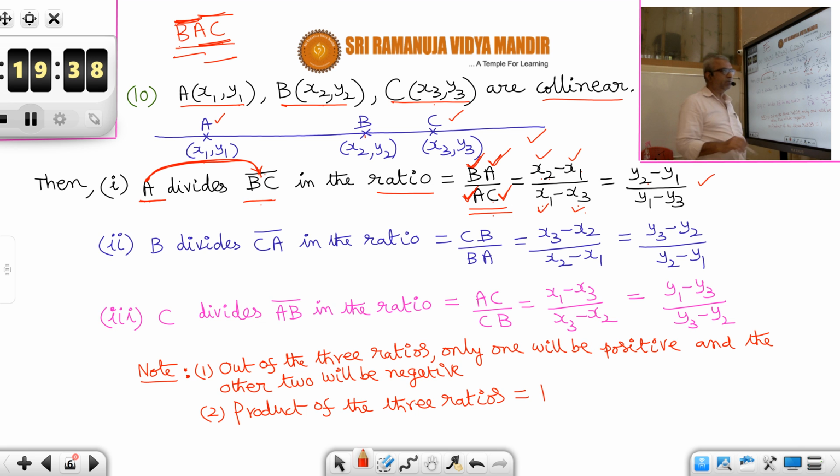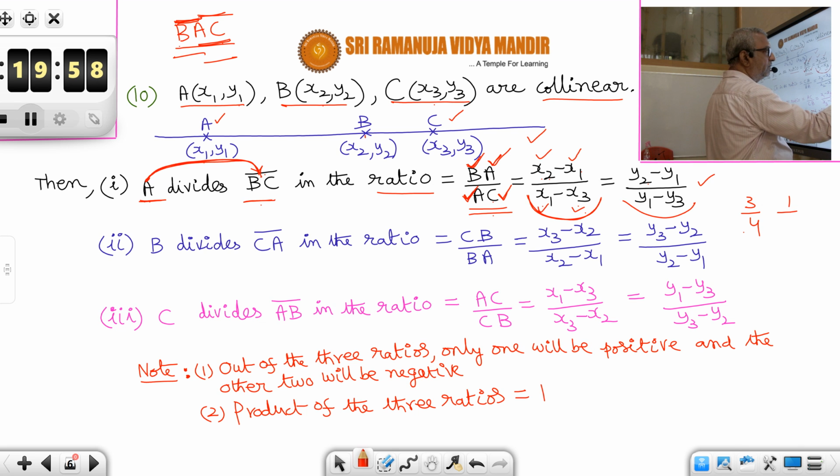So there is a doubt. Suppose using x coordinates we have found some ratio, suppose you got the ratio 3:4. Because the points' coordinates are given, using x coordinates you got the ratio 3:4. But using y coordinates, suppose you got a different ratio, say 1:2.